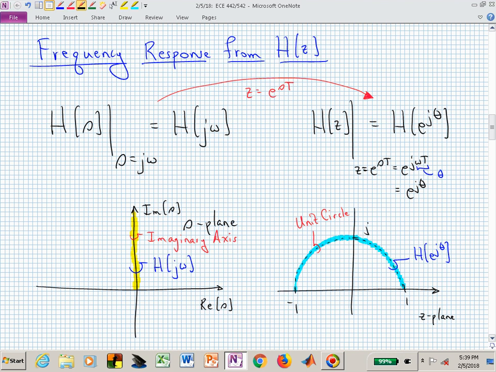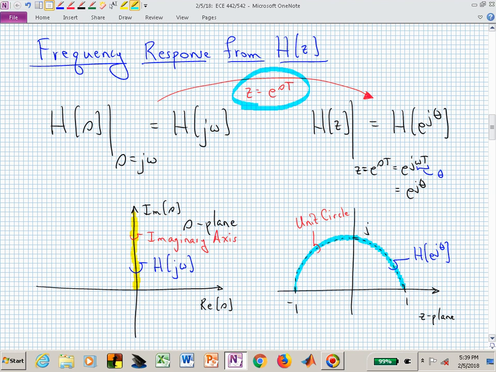We have a way of relating the S-plane and the Z-plane through this relationship. z, which is a complex number, is equal to e to the sT. T is the sample period, and s is a complex number. s is the complex frequency in the Laplace domain, or associated with continuous time systems. z is the complex frequency variable for discrete time systems.